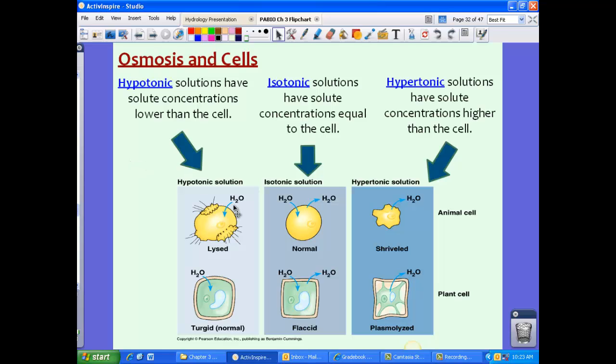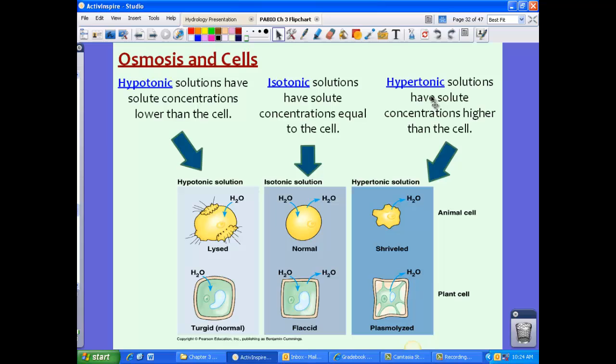This causes water to move inside of the cell, as you see in this little picture here. So water is moving inside the cell because the inside has a low water potential. So it needs to move from a high concentration outside to inside. That's where we're moving. Isotonic solutions have solute concentrations equal to the cell. So we have water moving in and out of the cell. This is normal. This is what we really want.